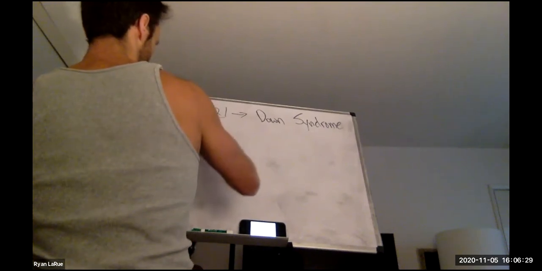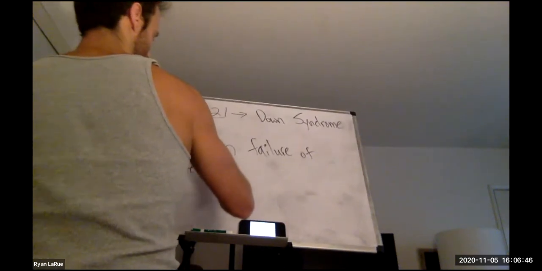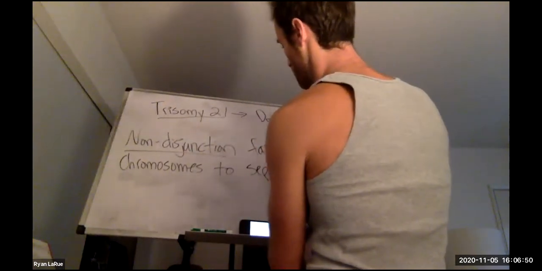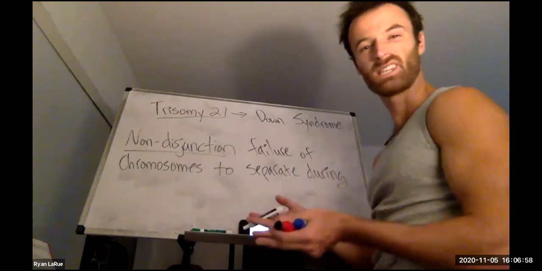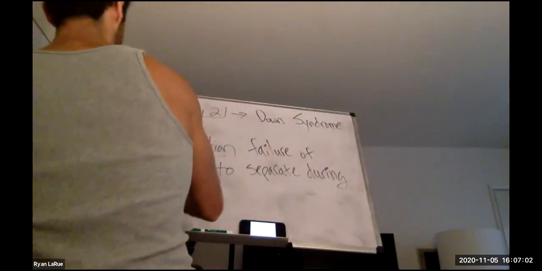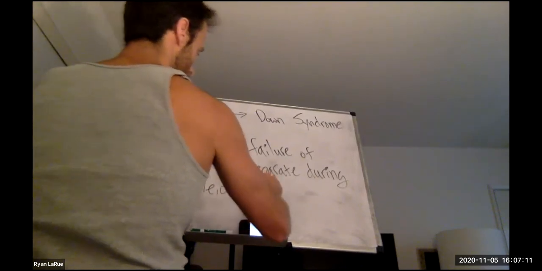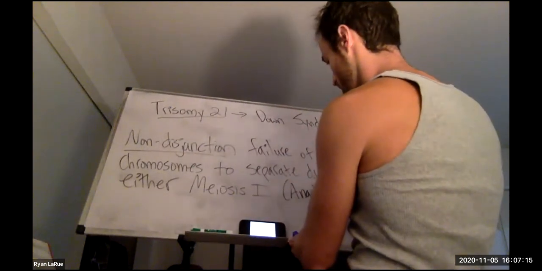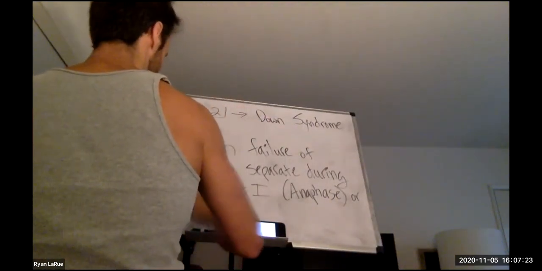So non-disjunction is the failure of chromosomes to separate during, chromosomes separate or chromatids, during either anaphase one. So I'm going to write meiosis one, and in parentheses, more specifically, anaphase one, or meiosis two, more specifically, anaphase two.